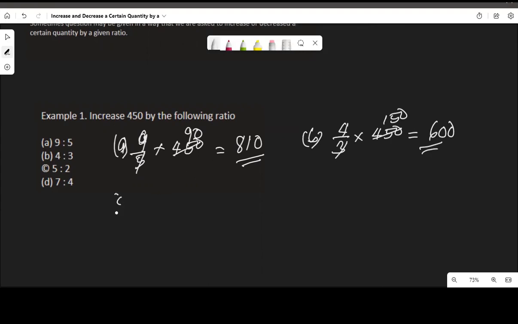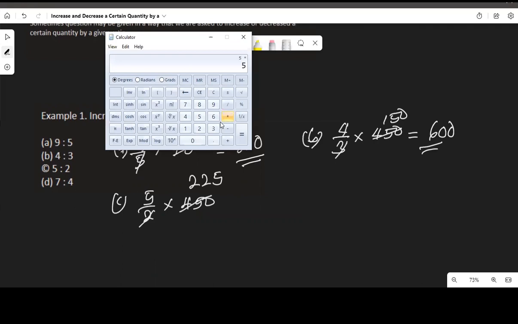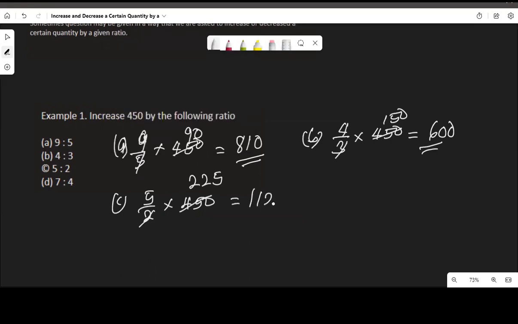Then the third one, we have 5 to 2, that will be 5 over 2 multiplied by 450. 2 into 4 is 2, 2 into 5 is 2, remember 1. Put the 1 there, that is 10. 2 into 10 is 5. So 225 times 5. We use a calculator to make it faster. 225 times 5 is 1125.